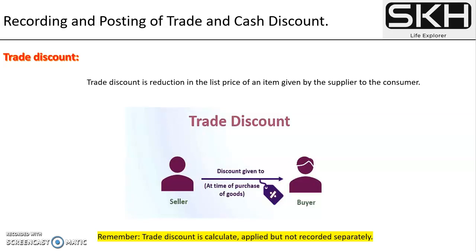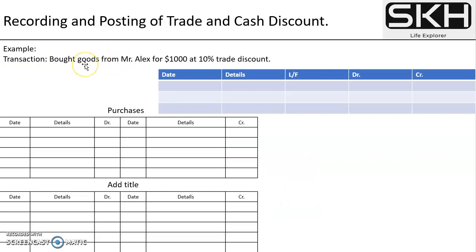You need to remember one thing: trade discount is calculated and applied, but not recorded separately. We will not record trade discount as a separate account. I'll show you an example. For example, bought goods from Mr. Alex for 1000 at 10% trade discount.